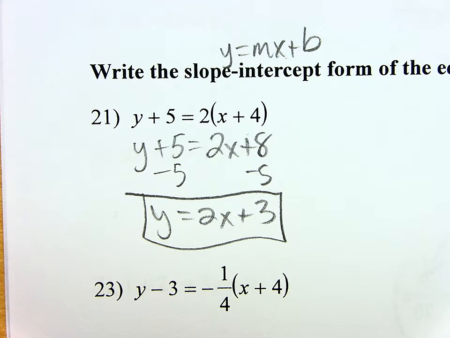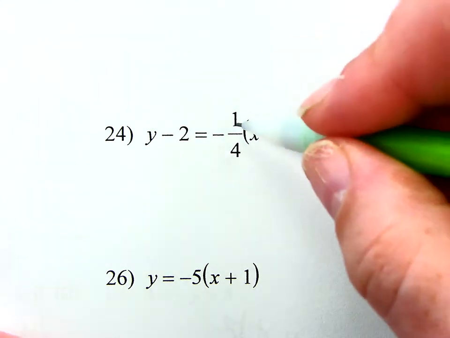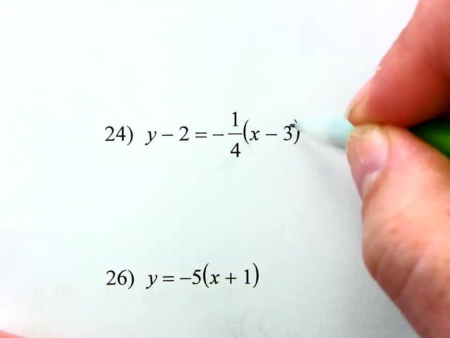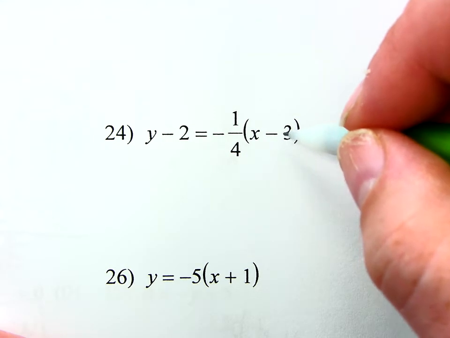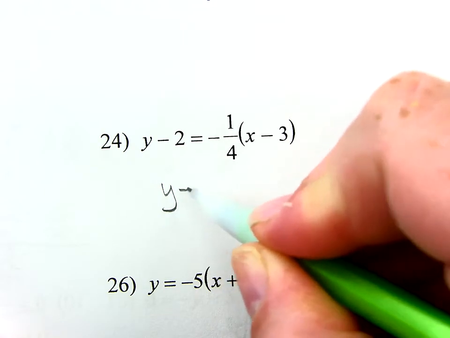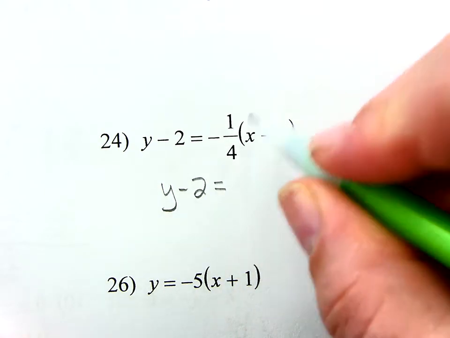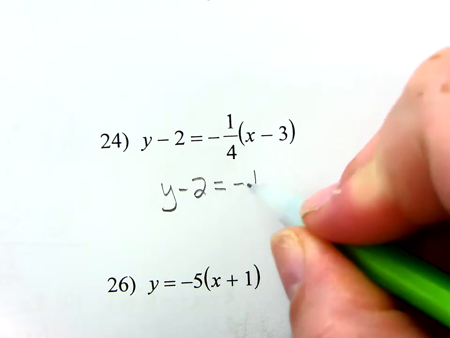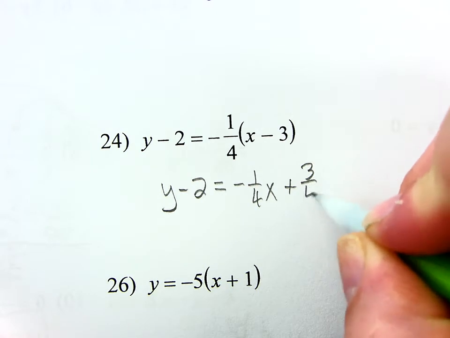Sometimes it's not quite that easy because you have to deal with some fraction action. Let's just look at number 24 real quick. If I was going to do the same thing, I would operate the same way. First I'd distribute that negative 1/4, and then I'd add the 2 to the other side. It's just you got to deal with fractions this time. Can you cancel out the fraction? I mean, you could try. Let's distribute first. So I get a negative 1/4 x plus 3/4.